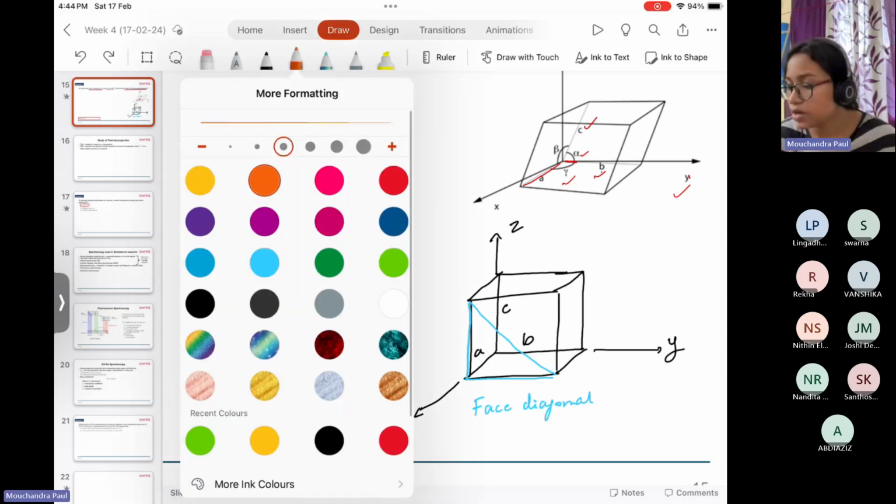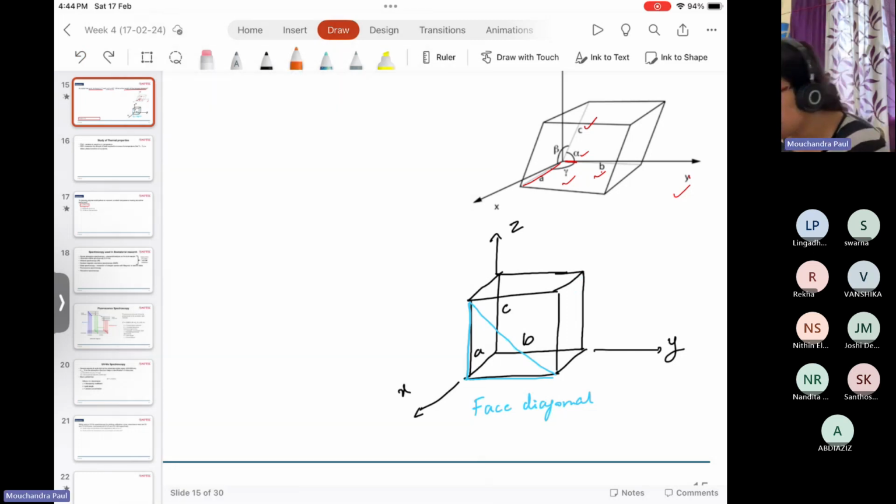Then you can also have what is called a body diagonal. A body diagonal goes through the bulk of the body. It starts from one corner and ends at another corner which is opposite to it and on top of it. Similarly, there can be a body diagonal that starts from this point and ends at this point. That is called a body diagonal.